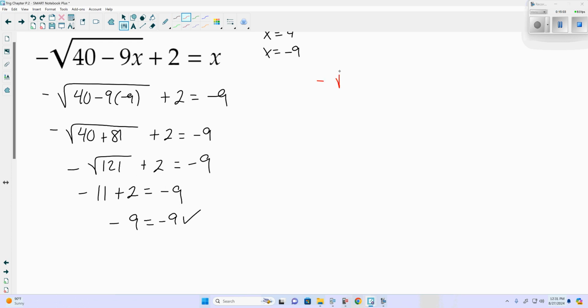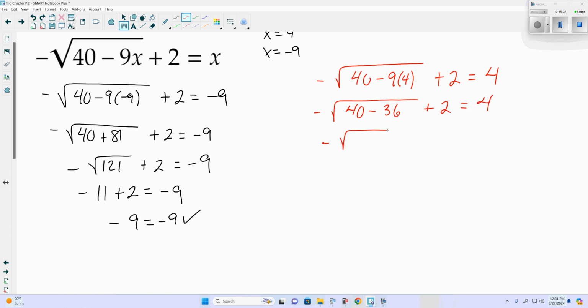We can do the same thing with positive 4. Now 40 minus, so negative 9 times 4 is going to be negative 36. 40 minus 36 is going to be positive 4. Square root of 4 is 2. And negative 2 plus 2 is 0. So positive 4 doesn't work, but negative 9 does.